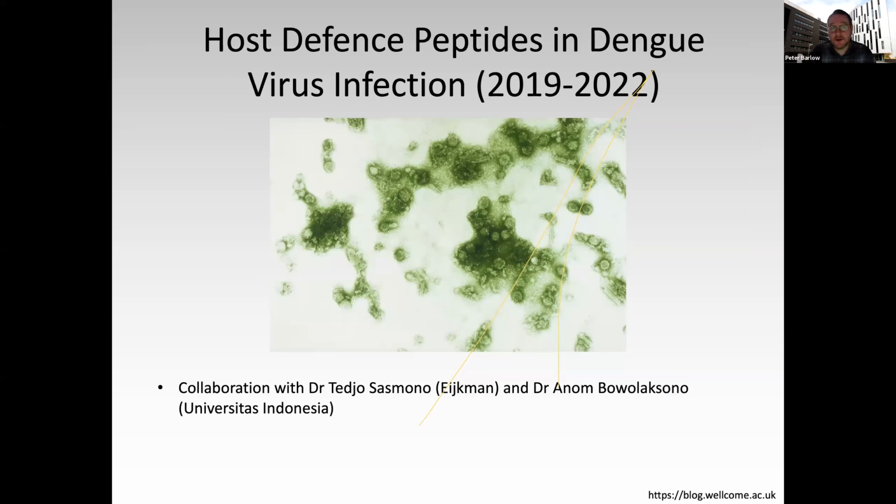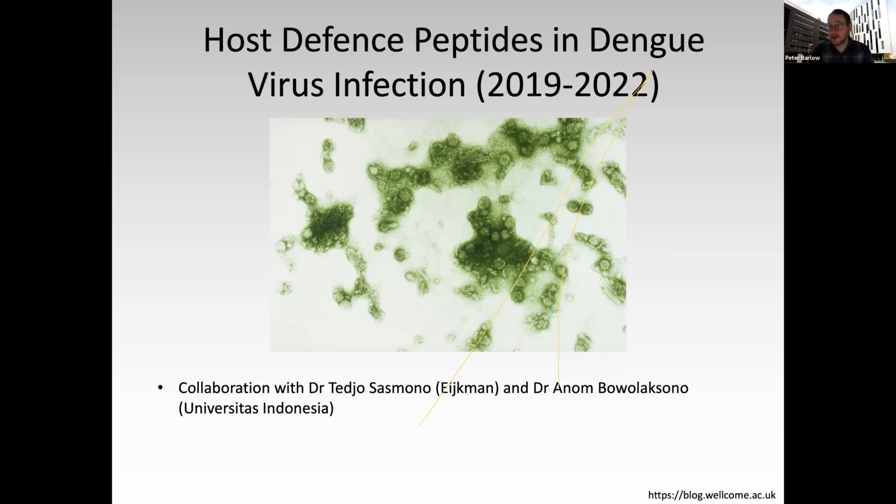I just want to mention our current project, which is funded by the Medical Research Council, as well as Ristekdikti, which is the Indonesian Ministry for Science. We're looking at host defense peptides as antiviral therapeutics for dengue virus infection. This is a 3-year project conducted in collaboration with investigators from the Eijkman Institute for Molecular Biology in Jakarta and University of Indonesia in Jakarta as well.